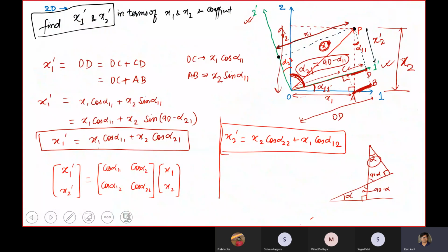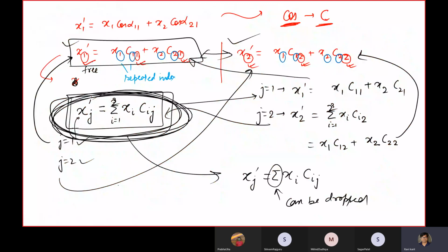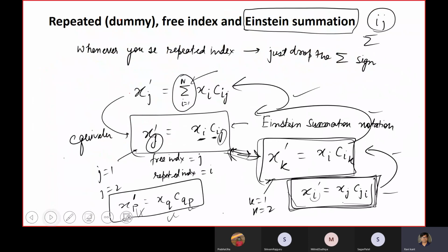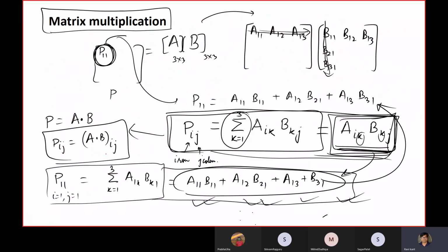So we have defined our vectors in a certain fashion. x_j is equal to the summation of x_i c_i c_j, if I want to write things in a rotated frame and all sorts of things. And if you want multiplication, we can do these sorts of things.